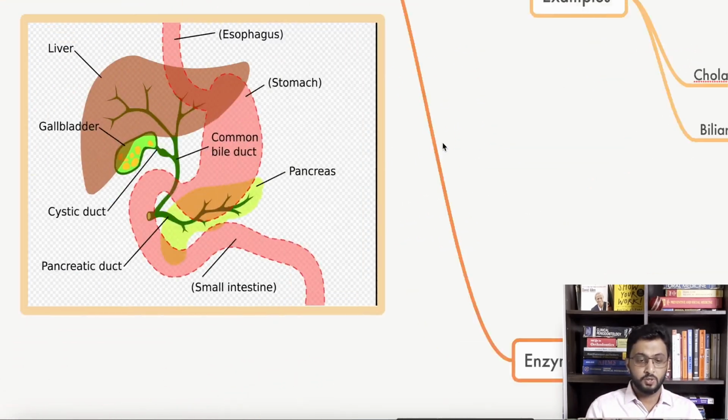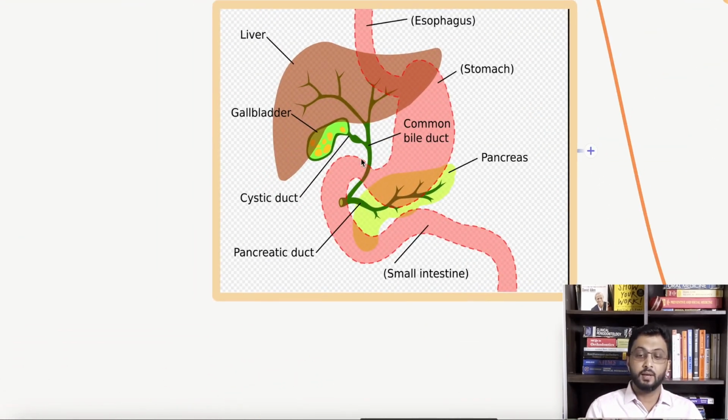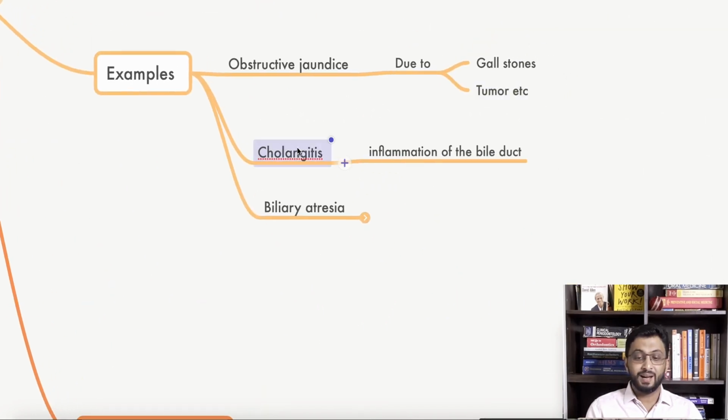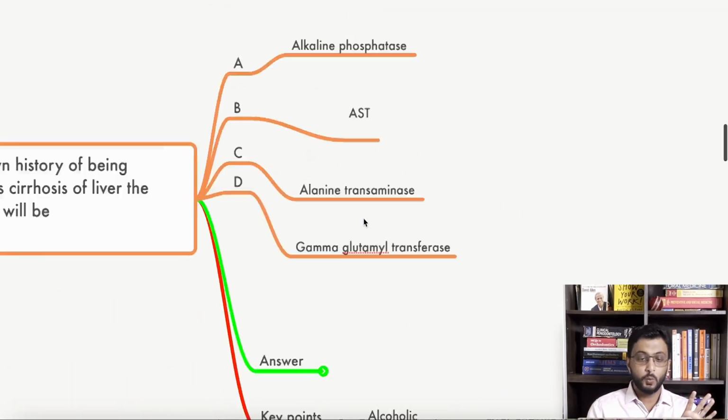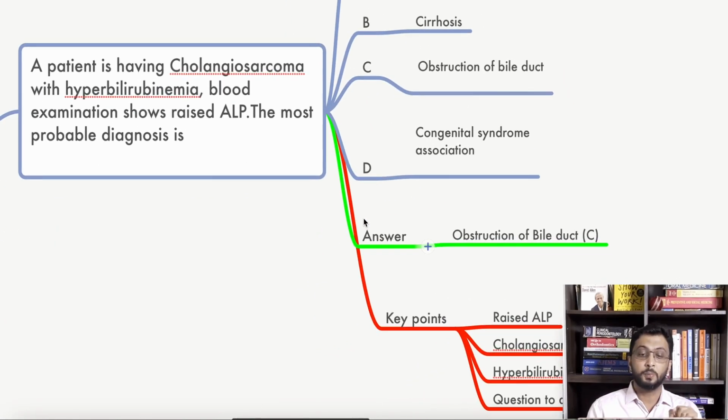In this picture, if there is a tumor somewhere here, or from the gallbladder, it can block the duct, causing obstructive jaundice. Whereas if the bile duct is inflamed, it's called cholangitis. If the bile duct is absent, you call it atresia. So what I mean to say here is that they can change the option.